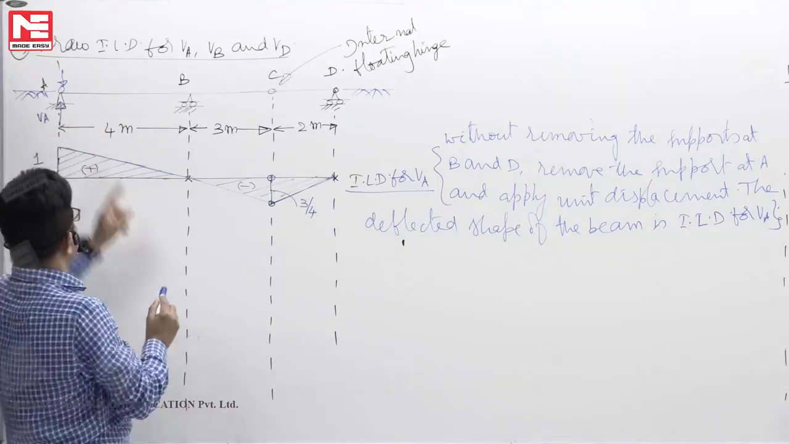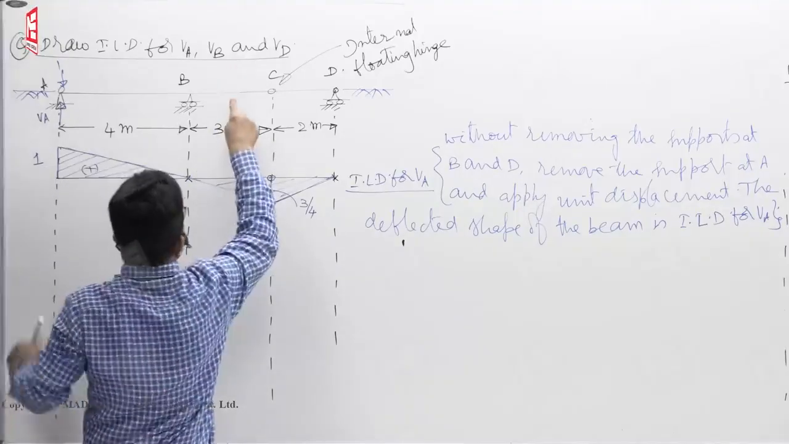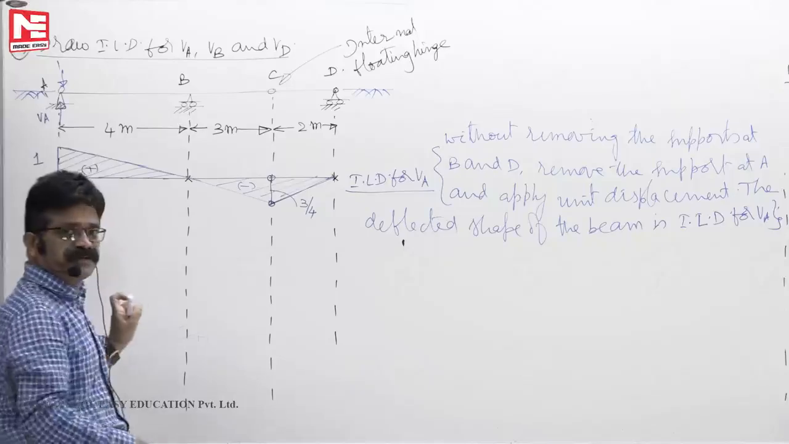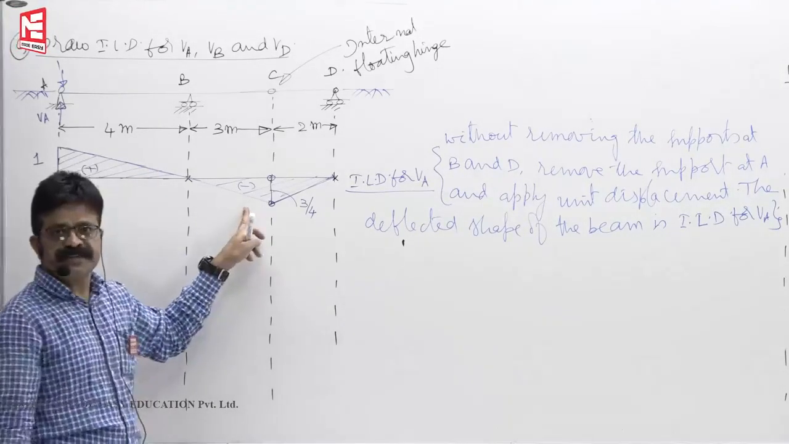Now VA will not act upward, VA will act downward. You see here, when the load is here, say, then it will try to go up, but the pin there will hold it and pull it down. So the reaction will act downward. That represents below the reference line.